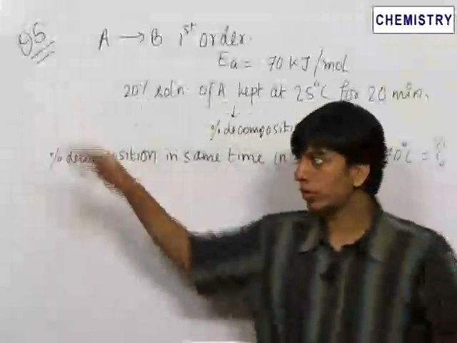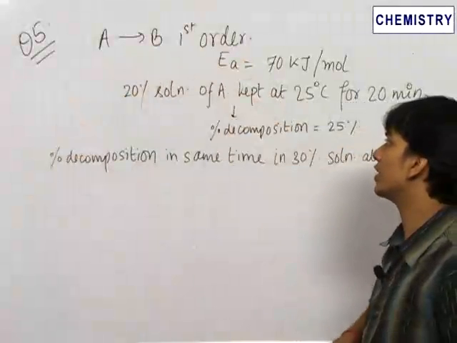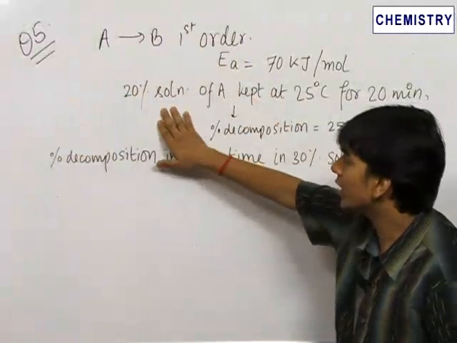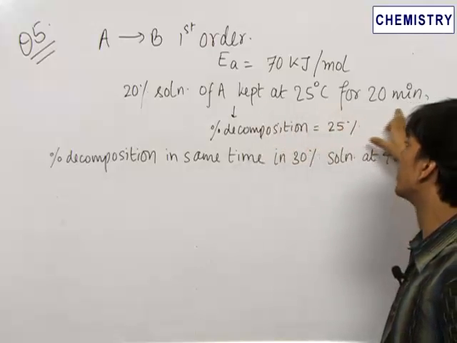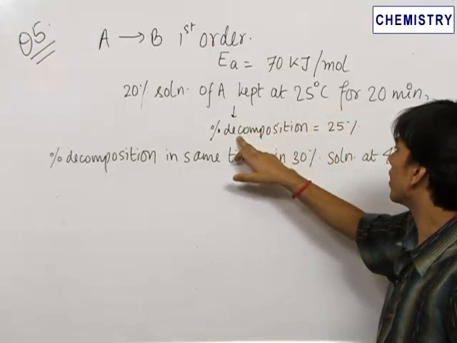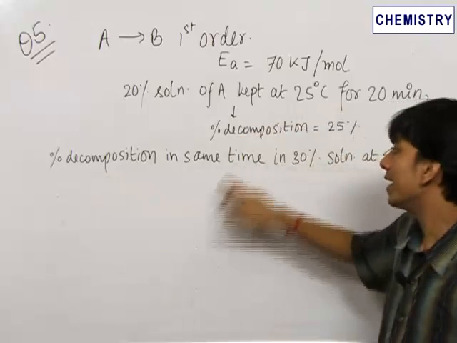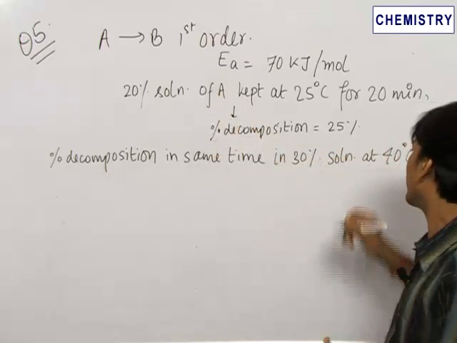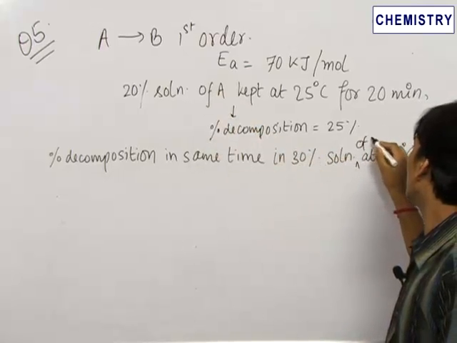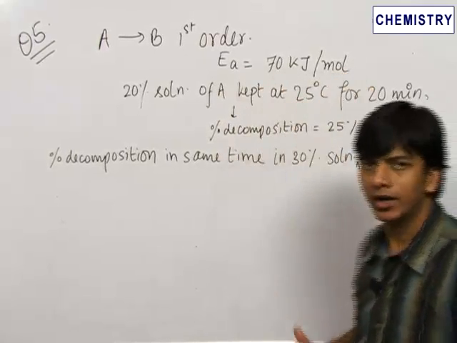The question that we have is a pretty modern question. We have been given A to be a first order reaction and the activation energy of the reaction is given. It is also given that a 20% solution of A kept at 25 degrees Celsius for 20 minutes decomposes 25%. We need to find out the percentage decomposition in the same time in a 30% solution of A at 40 degrees Celsius. We also have to assume activation energy to be constant throughout the temperature range.